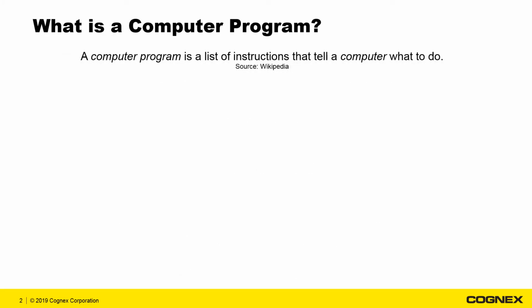There are a lot of definitions of the term computer program, but stated in a simple way, a computer program is just a list of instructions that tell a computer what to do. I want you to close your eyes for 5 seconds and create a mental picture of what you think a computer program looks like.